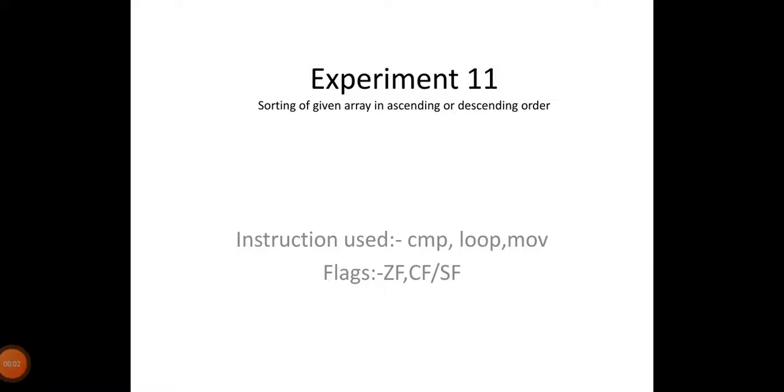Now we'll see experiment number 11 of microprocessor: sorting the array in ascending or descending order. We know that for sorting purposes we need to compare elements with each other.